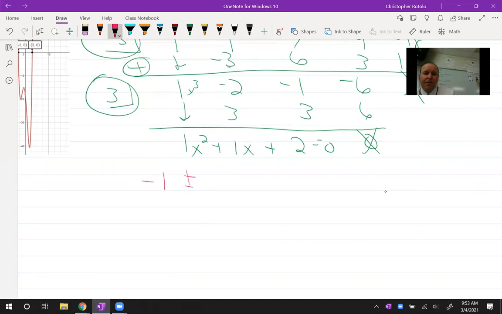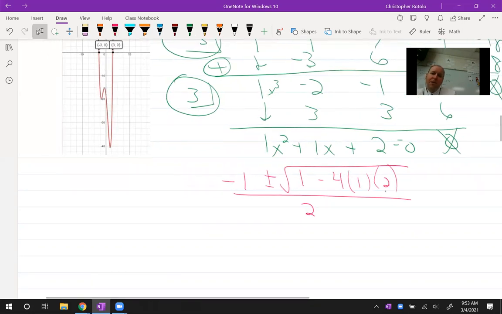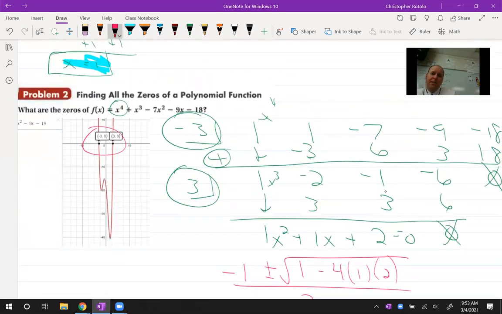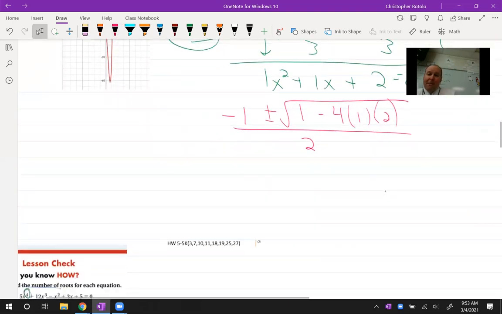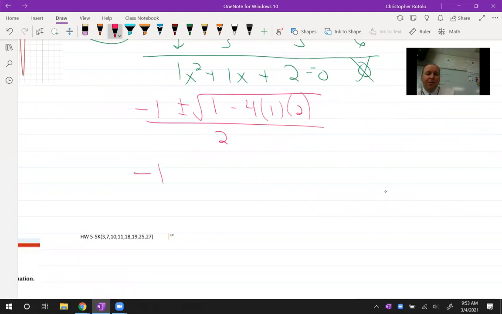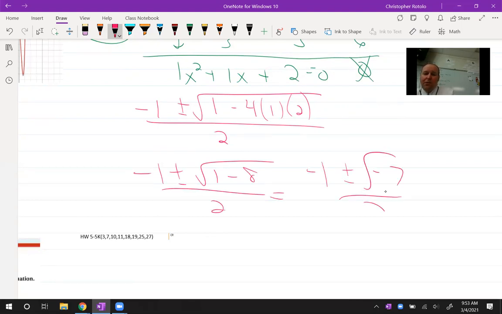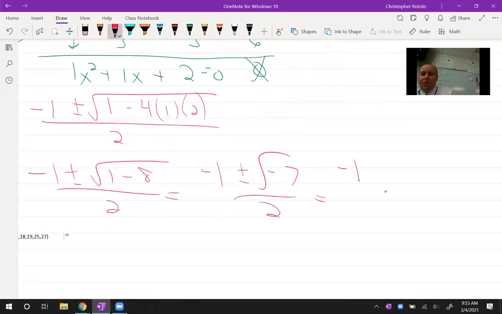Negative b plus or minus square root of b squared minus 4ac all over 2a. All right, and here's the other tidbit, right? I only have 2 that I see here, so I'm pretty sure the other ones are going to be imaginary, like my friends. Okay, negative 1 plus or minus, here we go. Square root of 1 minus 8 over 2. Okay, I like where this is going. Negative 1 plus or minus the square root of negative 7 over 2. And negative 1 plus or minus i square root 7 over 2.